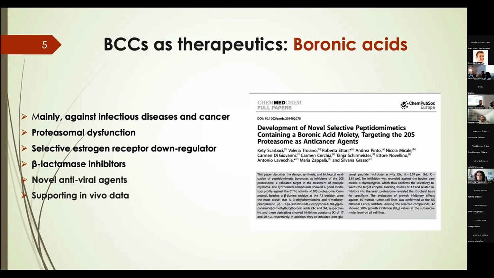Maybe the most promising results in this compound family came from an in vivo study, in which influenza A virus-infected mice were treated with the boronic acid-containing compounds. I remember the dose of 10 milligrams per kg showed better survival rates than mice treated with the standard drug oseltamivir. Therefore, boronic acids are recorded as promising against infectious disease, cancers, and as antiviral agents until now.